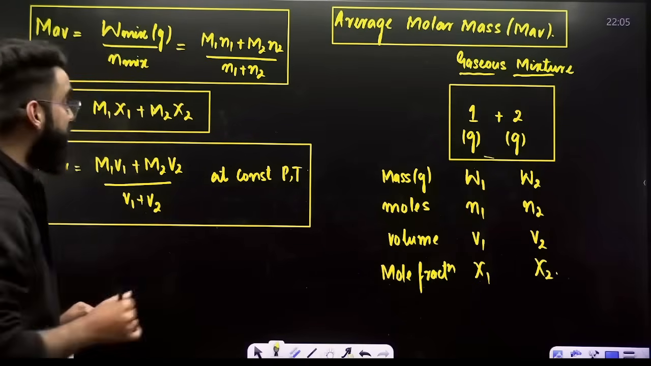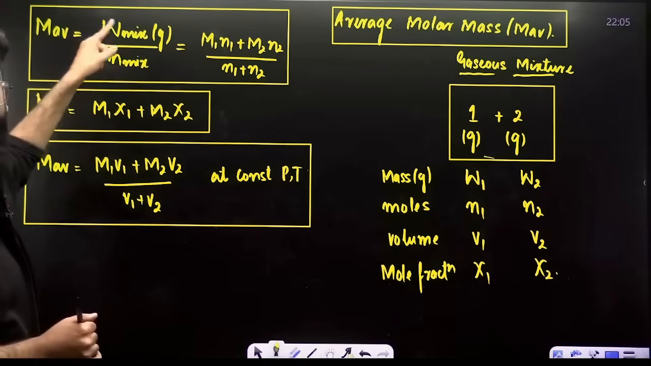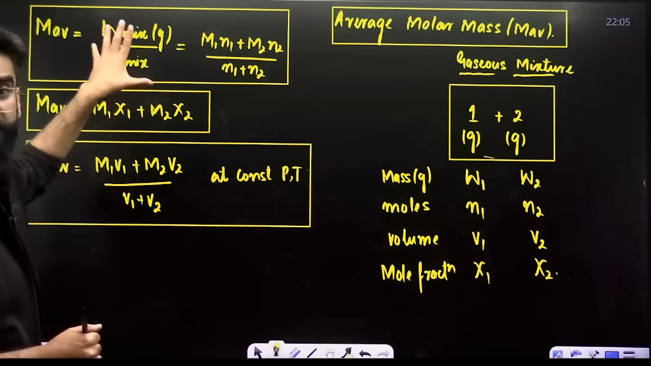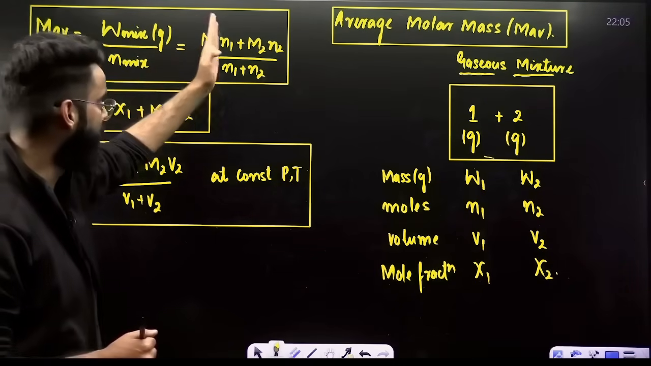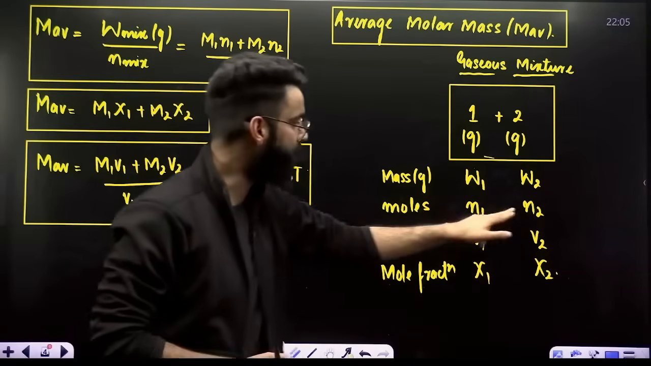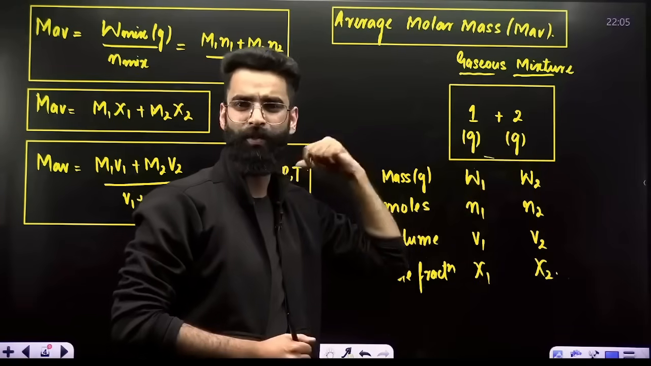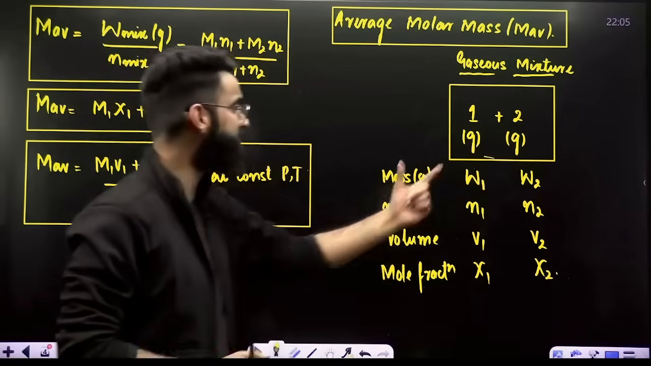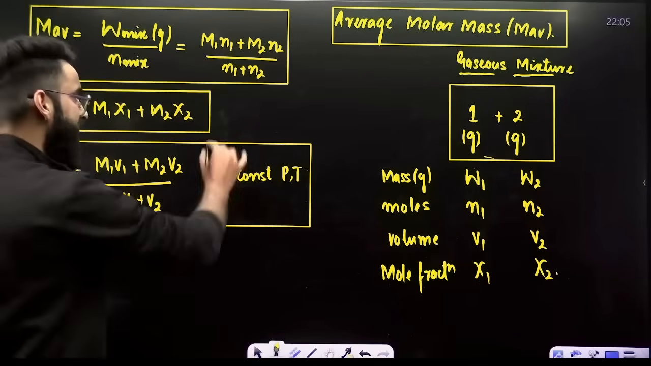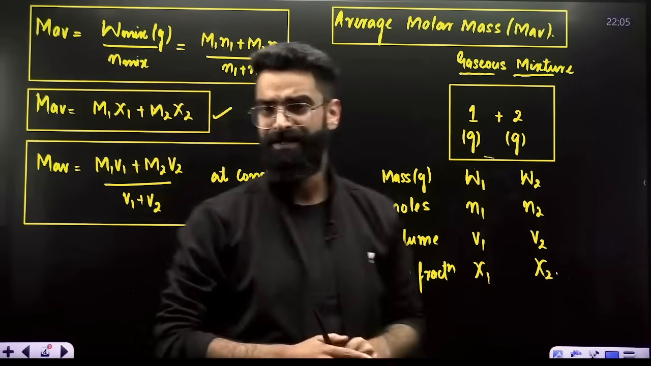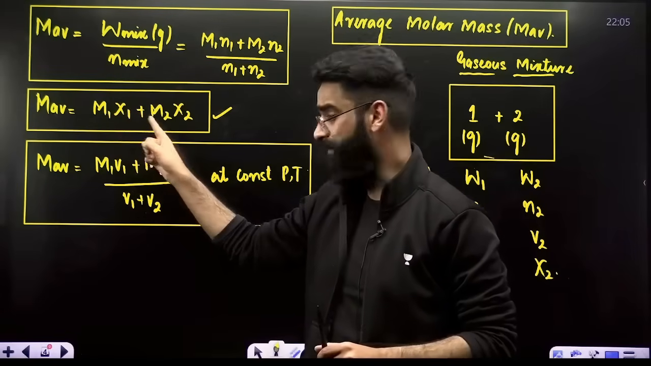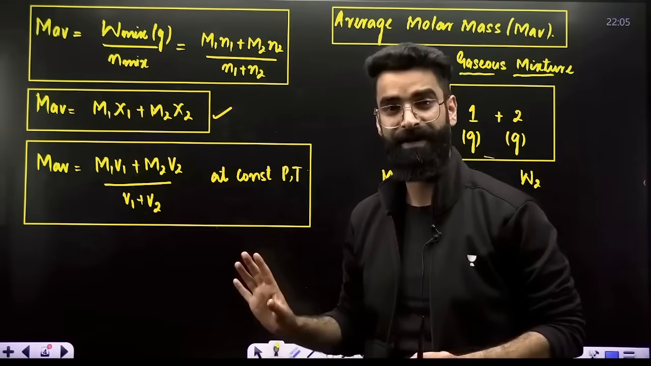And how do you calculate that average molar mass of the mixture? That is mass of the mixture in grams divided by total moles present in the mixture. This is one result. Similarly, M1n1 plus M2n2 divided by n1 plus n2. What is this n1, n2? n1 and n2 represent moles of each component over here, and M1, M2 represent the molar masses of these gases, right? Similarly, there is one more result with which you can calculate the average molar mass. That is molar mass of gas 1 multiplied by mole fraction of gas 1 plus molar mass of gas 2 multiplied by mole fraction of gas 2.